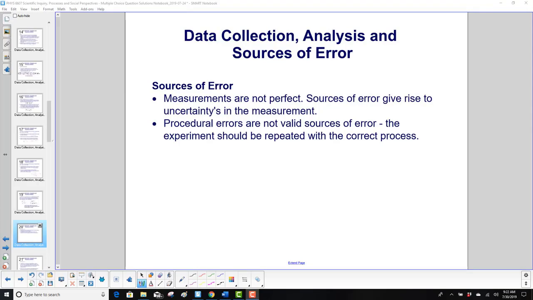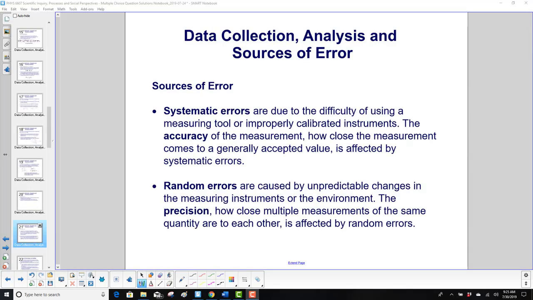Sources of error. Measurements are not perfect. Sources of error give rise to uncertainties in your various measurements. Now, procedural errors are not valid sources of error. If you try and say, hey, we did the experiment, but maybe the numbers are off because we didn't follow directions, or we used the wrong equipment, or we were sleeping, that's not good. You have to repeat the experiment with the correct process and not mistakes like that.